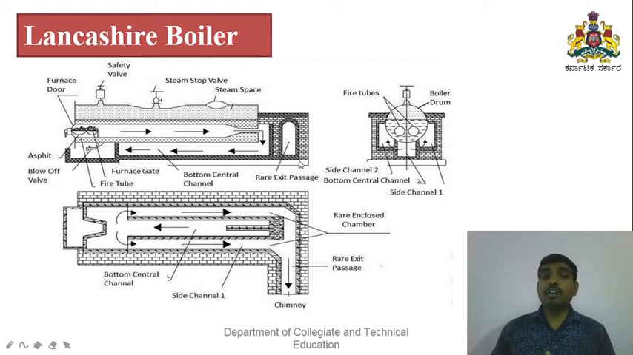So let's see here. This black diagram shows the three views of a Lancashire boiler: the top view, the bottom view, and the side view. Let's see from the side view. We have two fire tubes in cylindrical shape. In the fire tubes we have a fire grate, which is provided for the combustion purpose. The fuel is supplied from the furnace door. Here you have the fire grate, and the combustion process occurs.